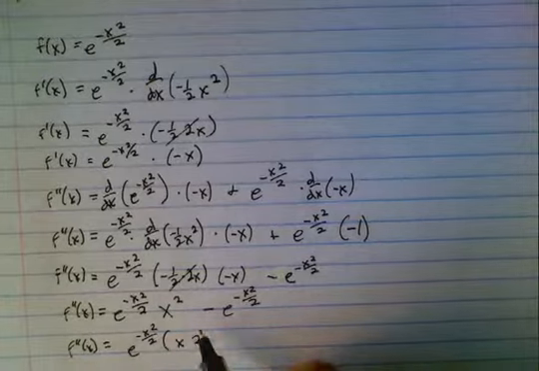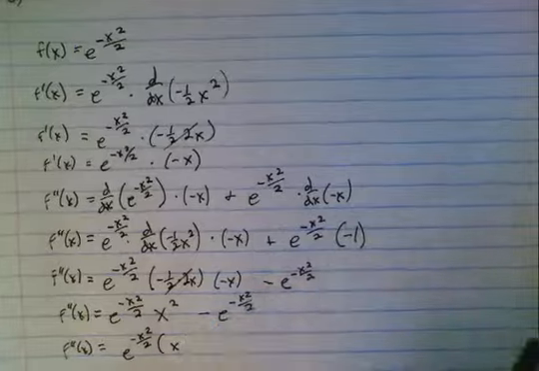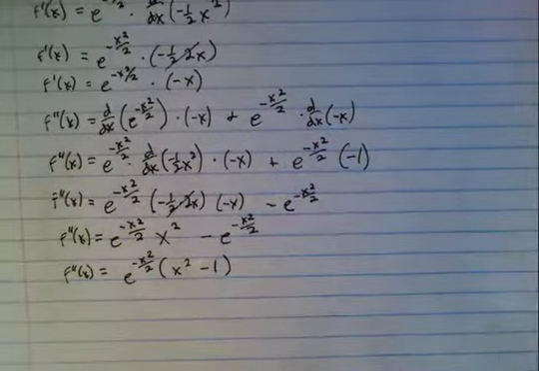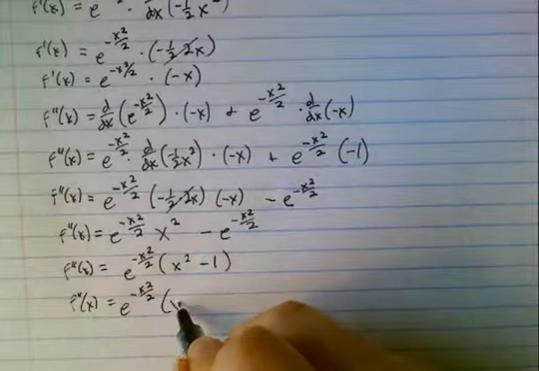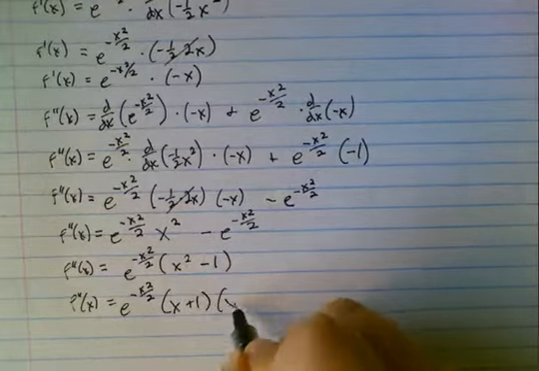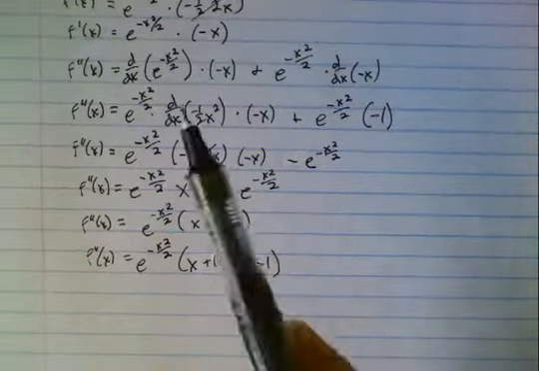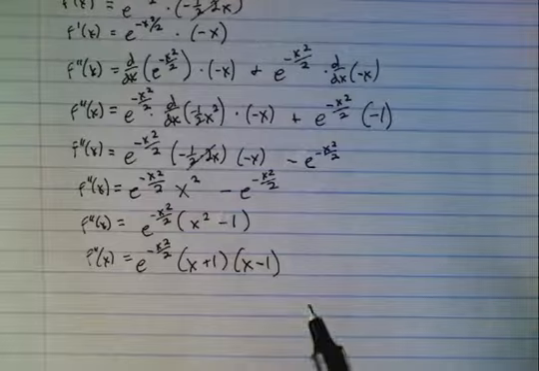So we can factor out that e to the negative x squared over 2. This is x squared, whoops, squared minus 1. Now we can factor that even further. Notice if you left it like this, you could still solve it. It would just be a little trickier when we went to do the pluses and minuses.